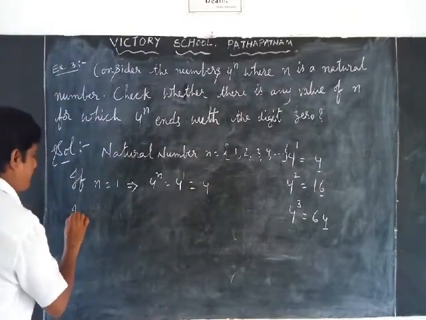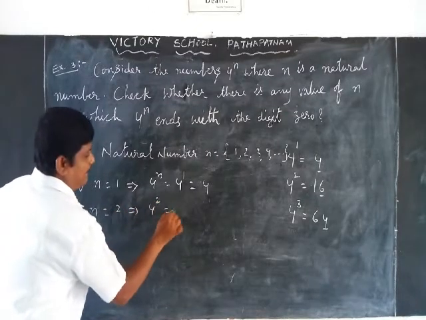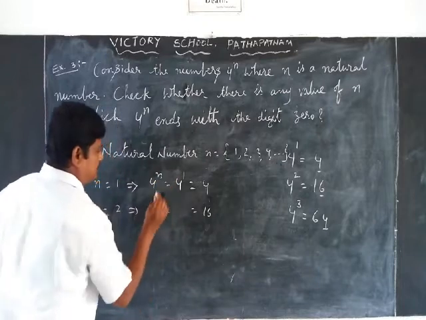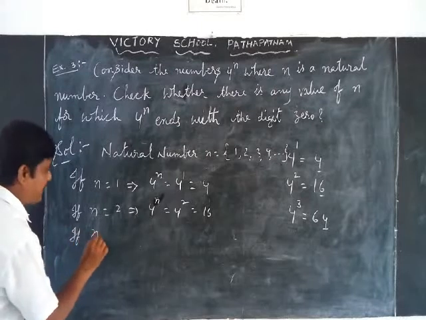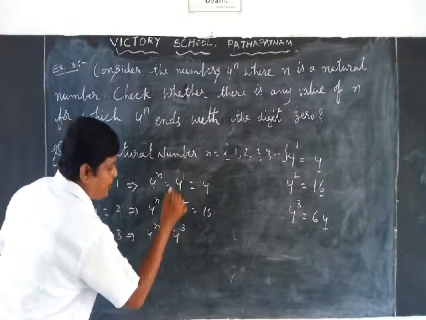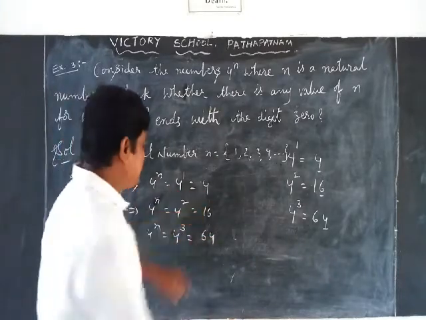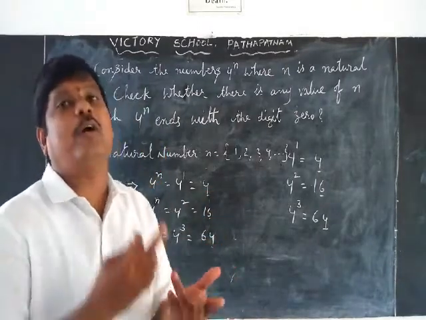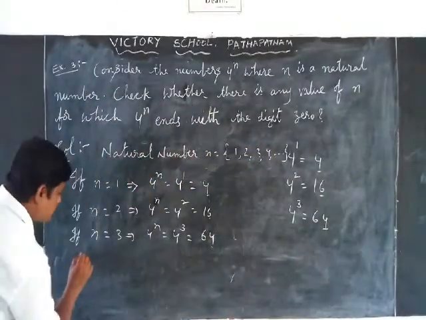If n equals 2, 4 square, 4 fours are 16. If n equals 3, 4 cube, that is 64. In the units place, there is 4, 6, 4, 6. It is repeated, 4 or 6. It does not end with 0. And so on.